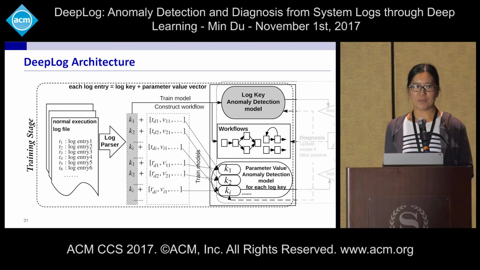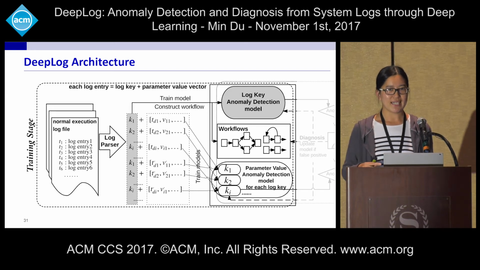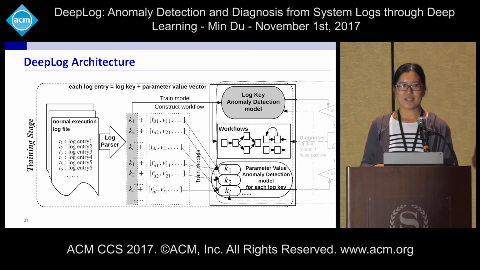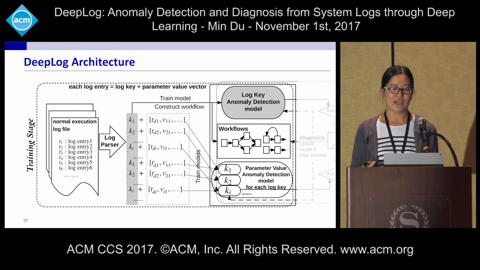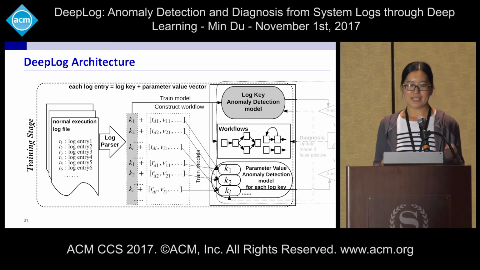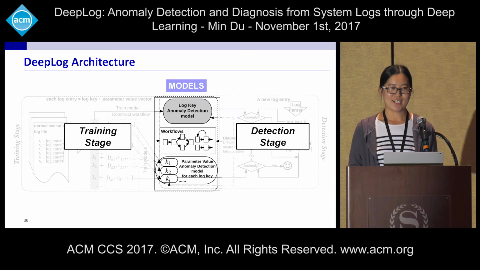So having this normal execution log file, we parse each log entry into a log key and a parameter value vector using our previous Spell method, and then we can use this log key sequence to build the log key anomaly detection model and also to construct the workflow model. And then, also using the parameter value vector sequence, we build a parameter value anomaly detection model for each log key. And now here's the detection stage.